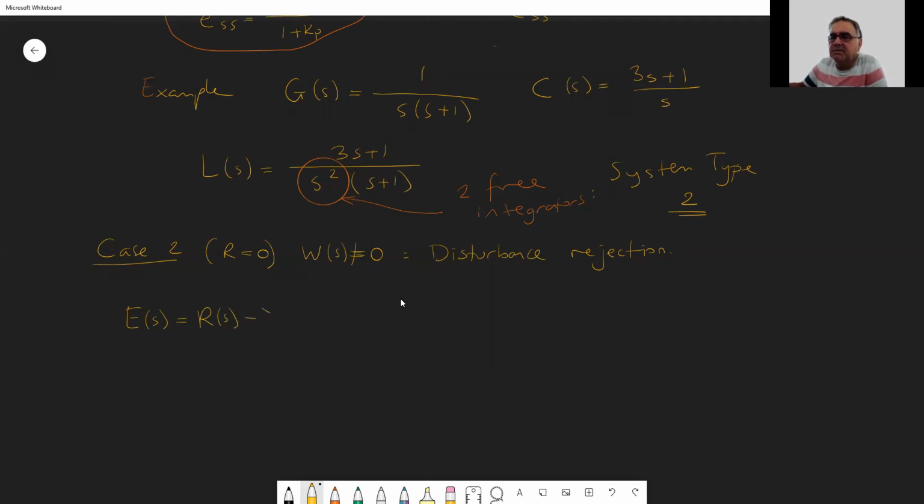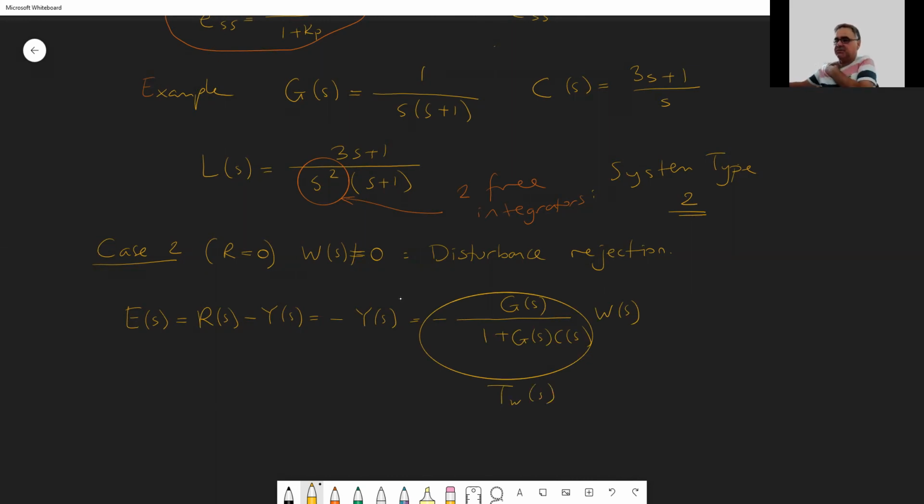So error is R minus Y of S. R is 0 here, we assume. There is no change in R. So it is minus Y of S, as a matter of fact. And this is simply minus G of S divided by 1 plus G of S, C of S, W of S. W is the disturbance. And we might call this whole thing TW of S, the disturbance transfer function, let's say.